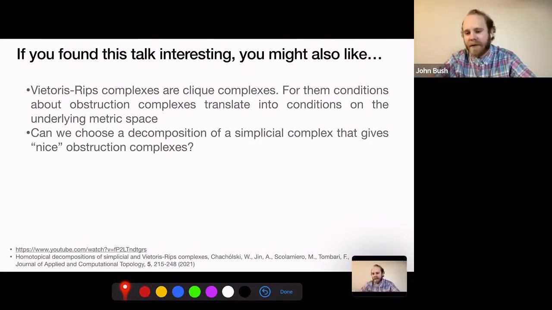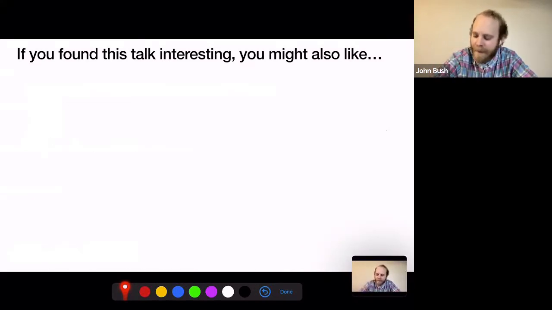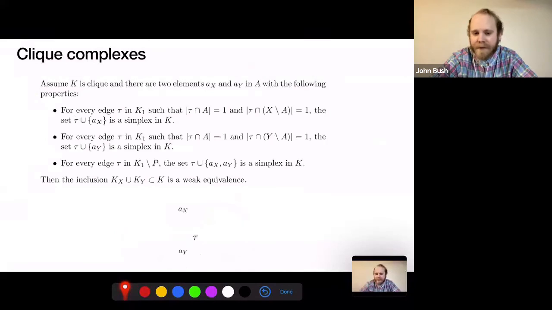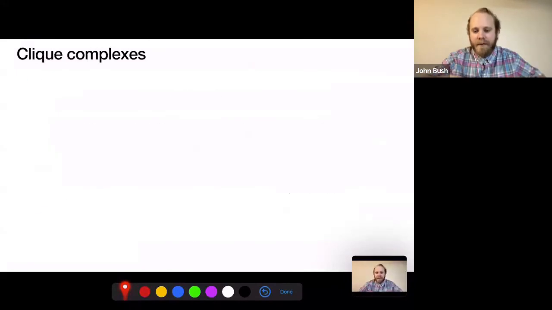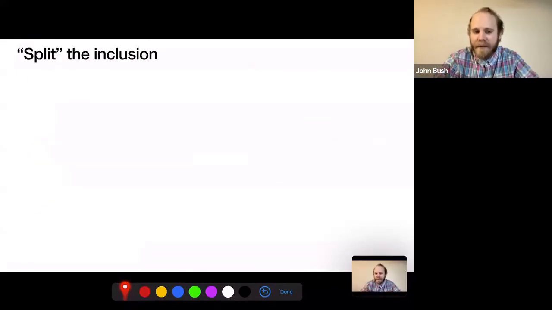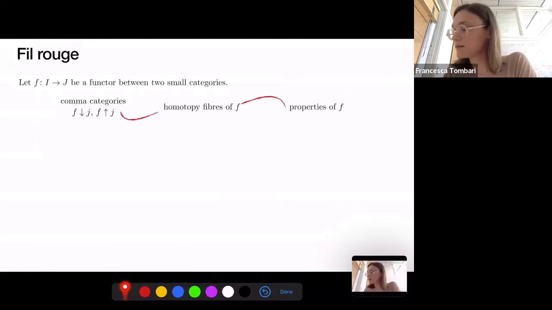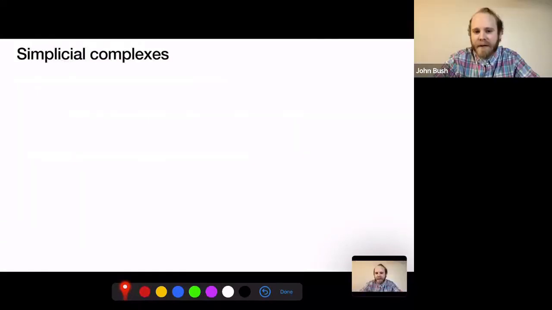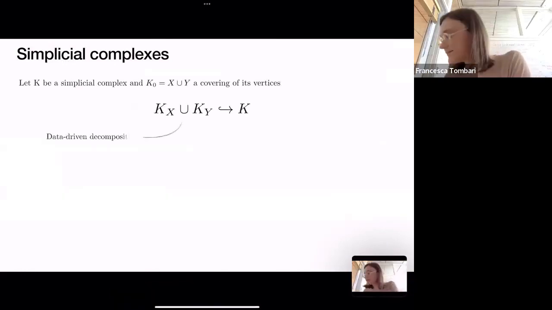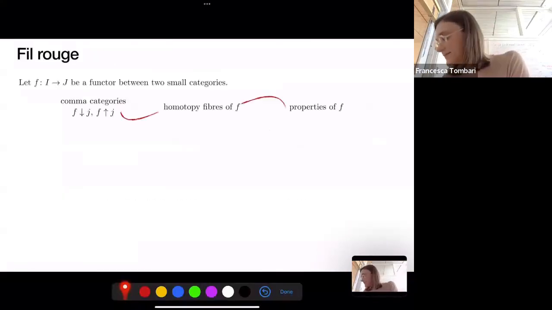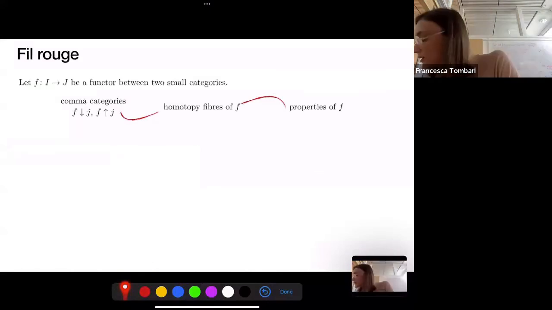Francesca, I have a question, which I think is related to the second bullet on this slide. Your data-driven decomposition is covering by two sets. Have you considered a more general situation, or anything to be gained by that?